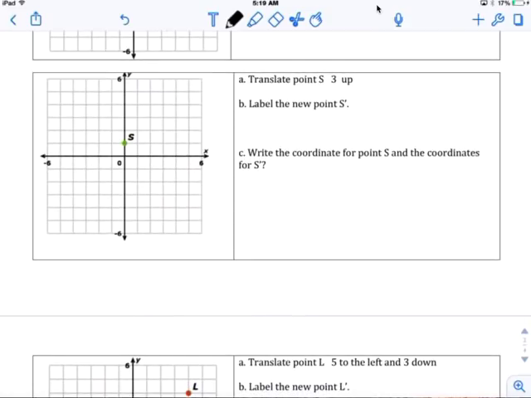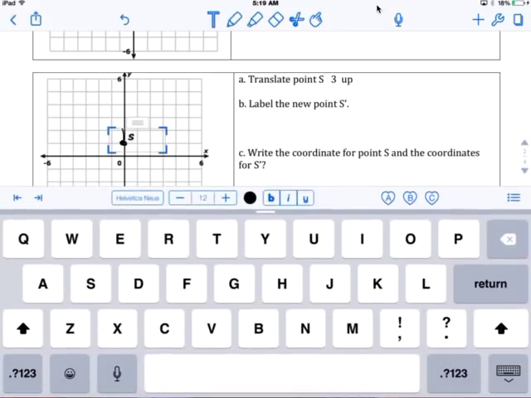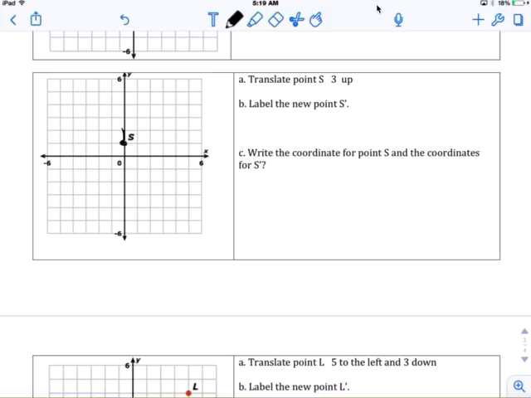Next one. 3 units up. 1, 2, 3. Remember, it's 3 boxes. Starting, this is 0, 1, 2, 3. Don't count 1 here, guys. Do not do that. Count 0. 1, 2, 3. Right there, 3 up. S prime. So S and S prime.